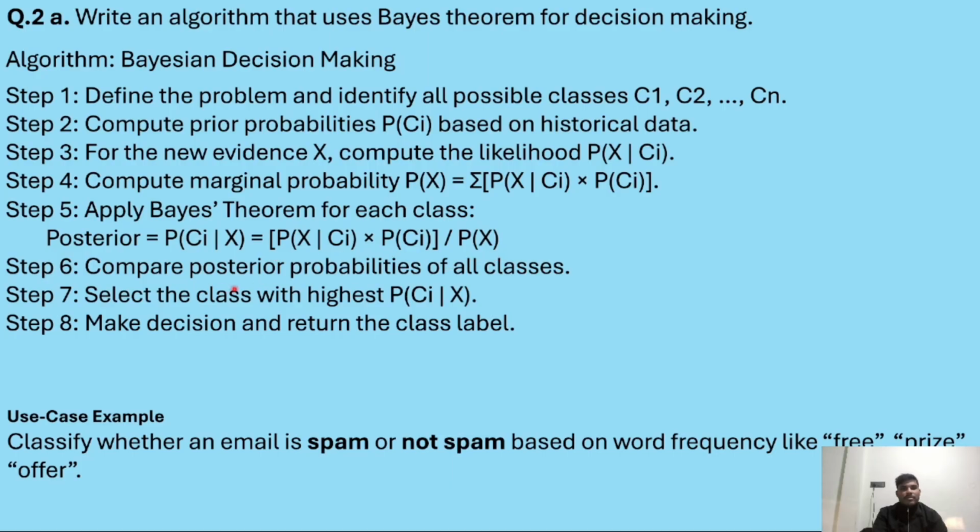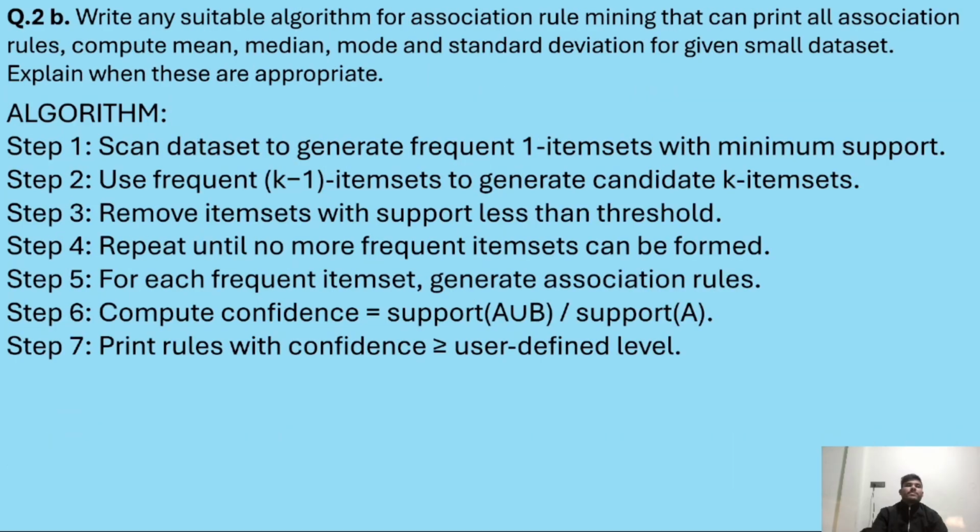Step 6, compare posterior probabilities of all classes. Step 7, select the class with the highest P(Ci|X). Step 8, make the decision and return the class label. Use case example: classify whether an email is spam or not, based on word frequency like free, price, and offer.